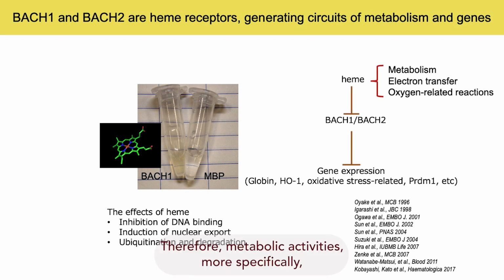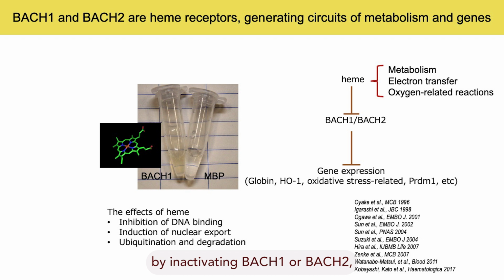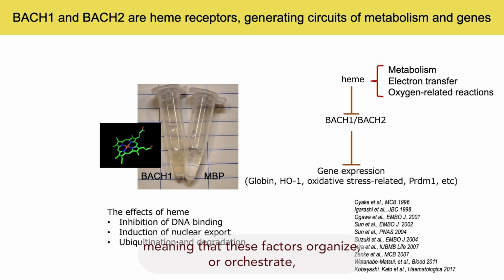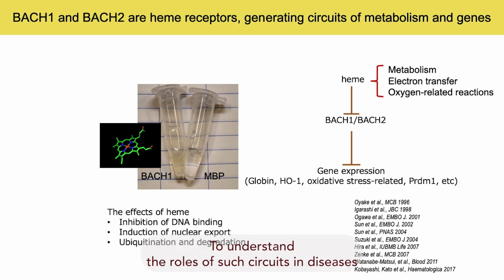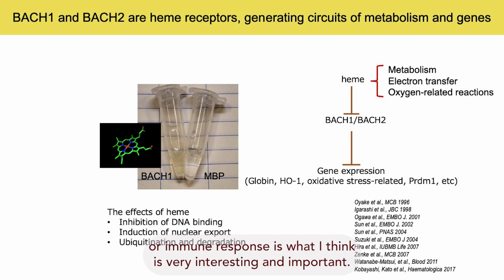Therefore, metabolic activities, more specifically heme, can induce the expression of their target genes by inactivating BACH1 or BACH2, meaning that these factors organize or orchestrate circuits of metabolism and genes. To understand the roles of such circuits in diseases or immune response is what I think is very interesting and important.